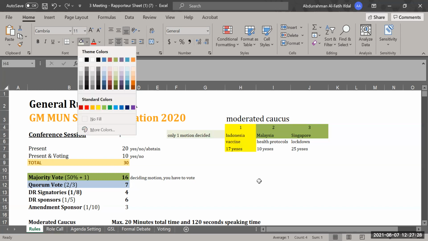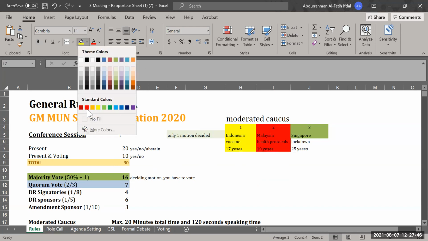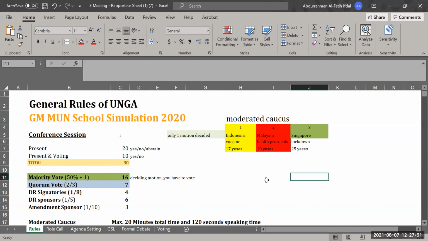But before we finalize Indonesia, let's take a look at Malaysia. Malaysia here only gets 10 yeses, which is lower than 16. If it is lower than 16, then this will not pass. I will give a red color. But let's take a look at Singapore. Singapore proposes the motion of lockdown, and it gets 25 yeses. Is it then going to be Singapore whose motion is decided, or do we stick with Indonesia?